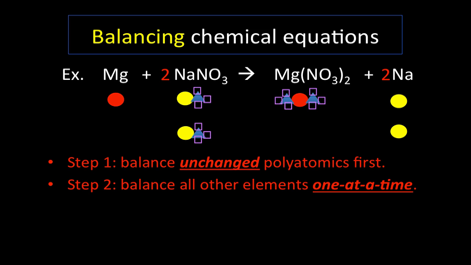So the magnesium's done, the sodium's done, our nitrates work out to 2 on each side, so this is now balanced. One magnesium, 2 sodium nitrates makes one magnesium nitrate and 2 sodiums.